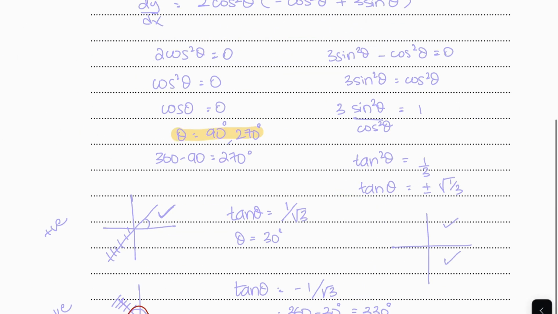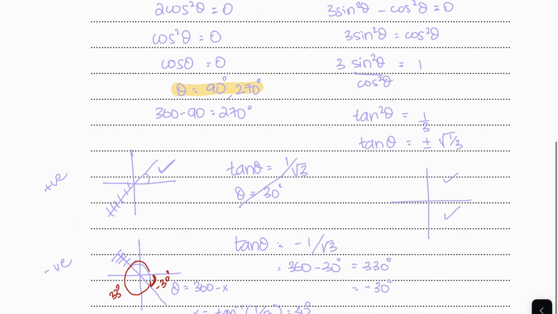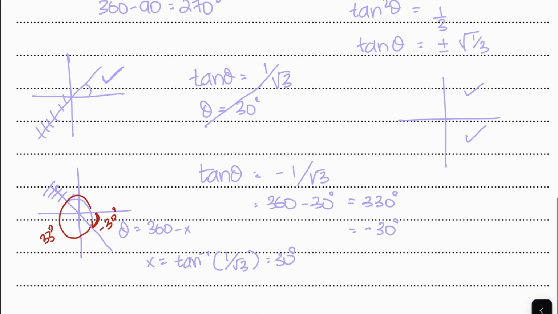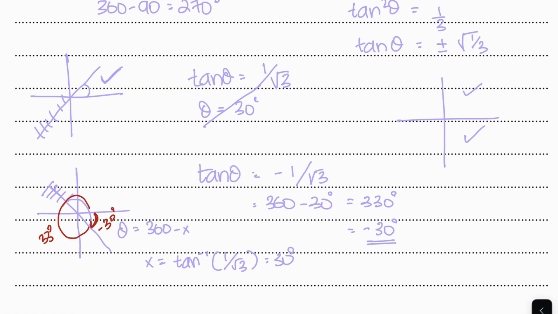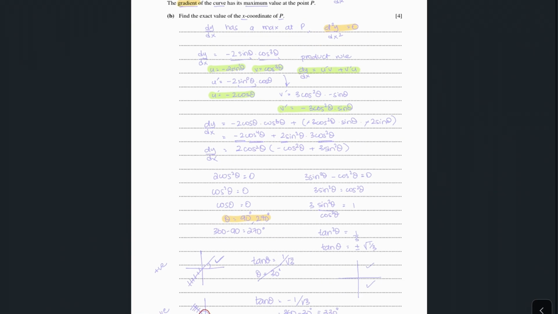So now we know that we are going to reject this value and this value for tan that we got earlier, and instead we are going to accept this value for theta. So finally we will put this back into our main equation, and we will get the exact value for x to be negative 1 over root 3, and that is your part B.